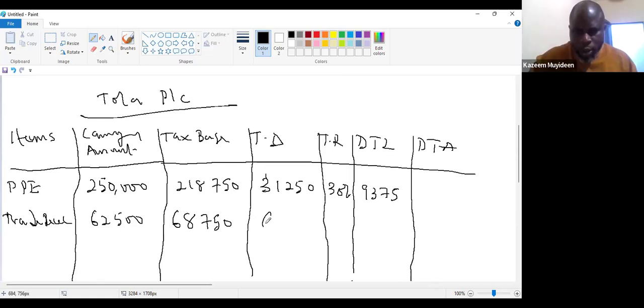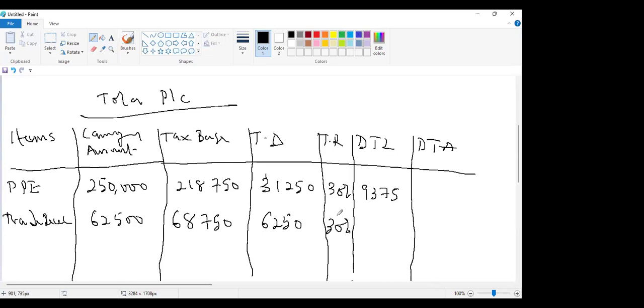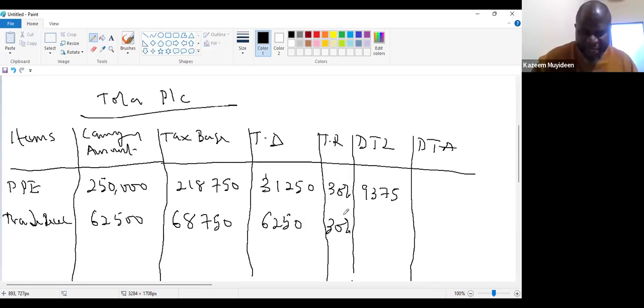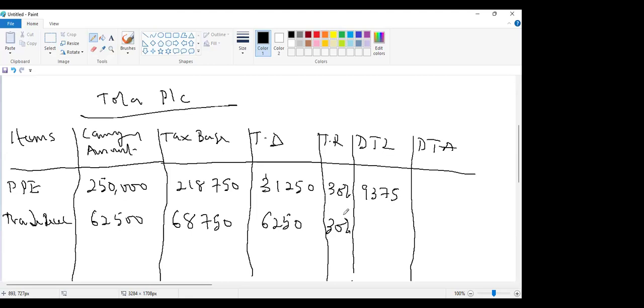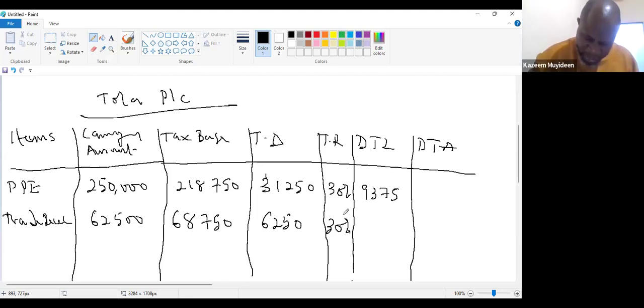Which is 6,250. Tax rate of 30%. Is it a deferred tax liability or deferred tax asset? Asset, not liability, because the current amount is less than the tax base. I will multiply 6,250 times 0.3, which is 1,875, asset.